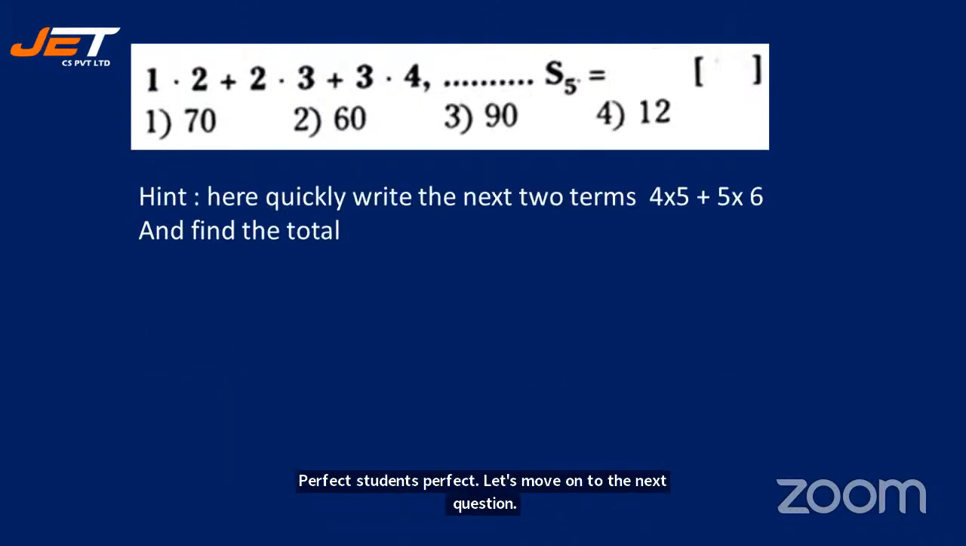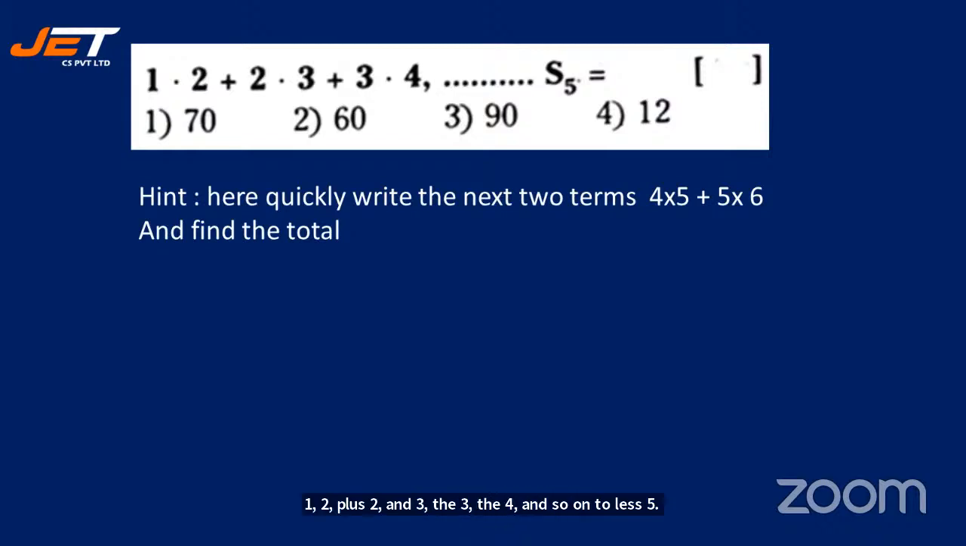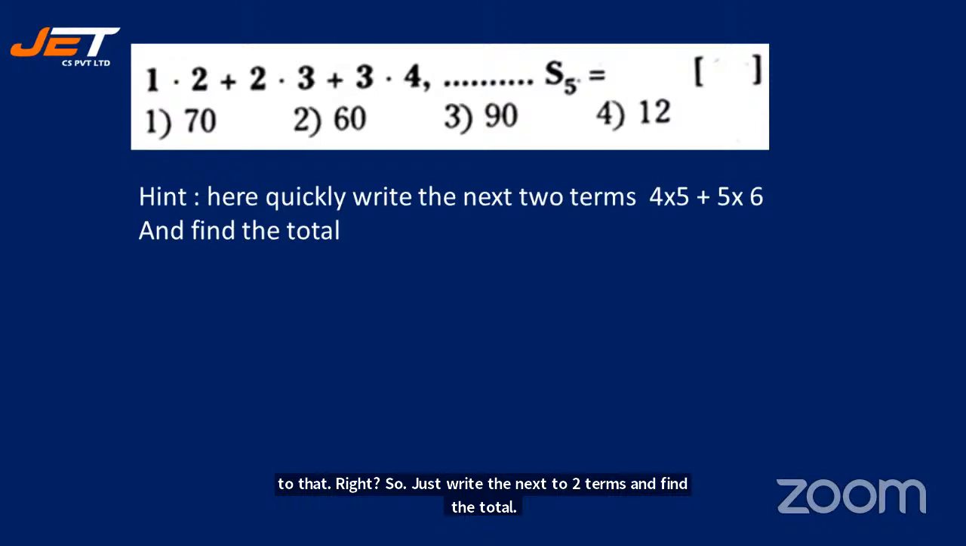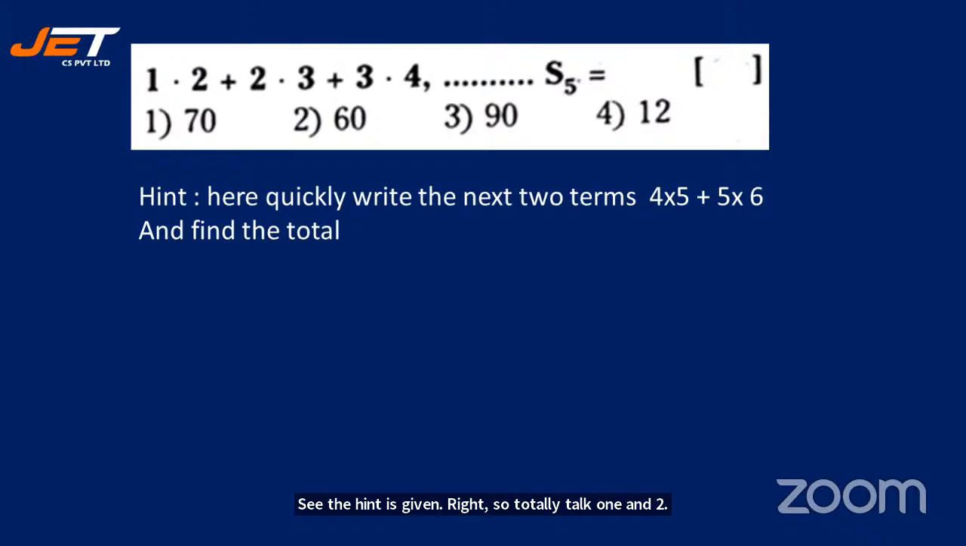1 into 2 plus 2 into 3 plus 3 into 4 and so on till S5 is equal to dash. So just write the next two terms and find the total. See, the hint is given. So total it up: 1 into 2, and what is required? S5. So 3 terms are there, and the next 2 terms. Right? And add it up. I'm giving you time, quickly work it out and then give me the answer.